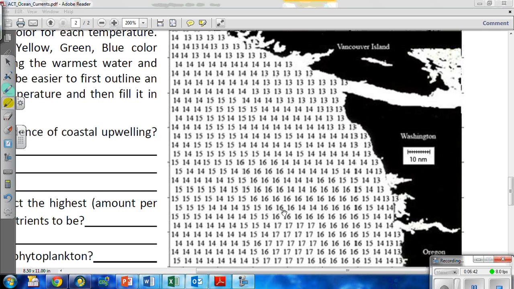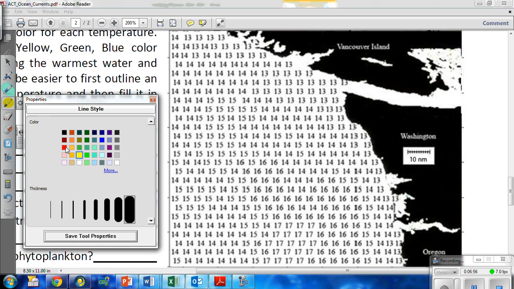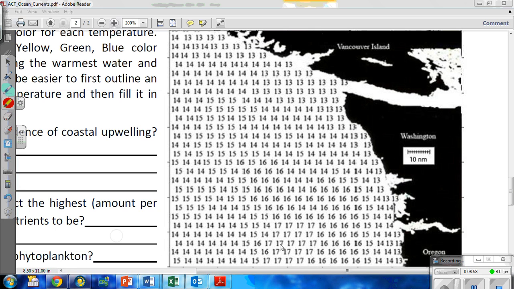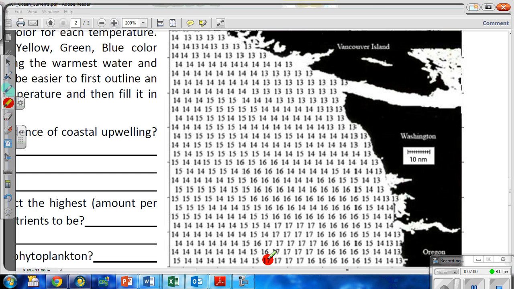Now we're going to color our sea surface temperature graph. What we're looking at here, the black represents the continent. Here's Vancouver Island in Canada, here's Washington, and then Oregon. These numbers are all sea surface temperatures. And we were asked to use a color code, with the warmest temperature being red.